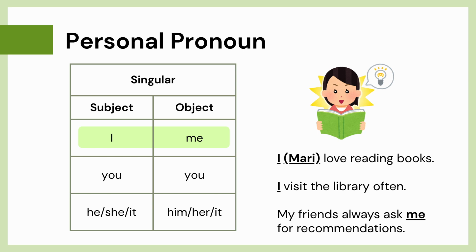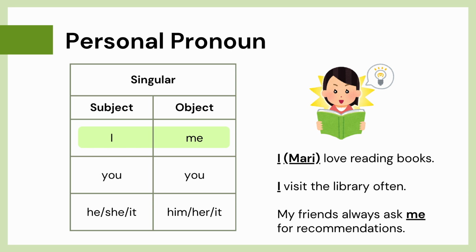Subject pronouns do the actions, like, my name is Mary. What pronouns can we use? If I want to say Mary, we can say I. I love reading books. I visit the library often. I in these sentences is the subject because of the action of reading books and visiting the library. Subject pronouns do the actions.